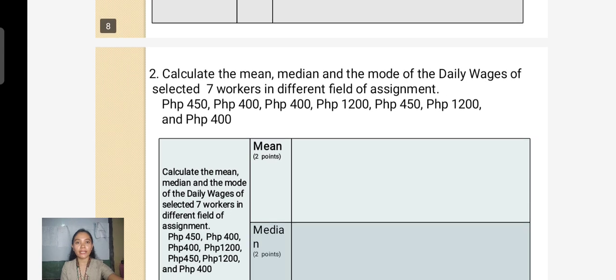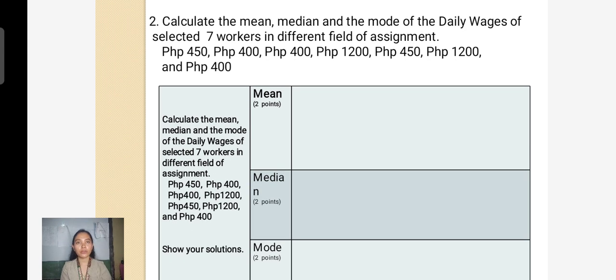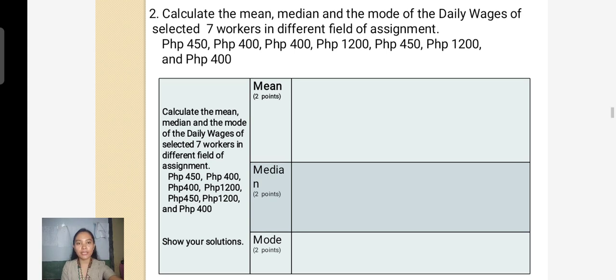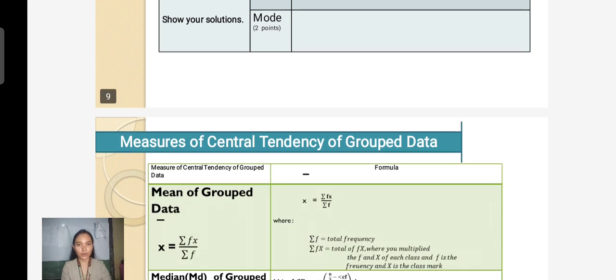Okay? Again, the same sa number 2, calculate the mean, median, and mode of the daily wages of selected 7 workers in different fields of assignment. So, mean, isolve nimo, ibutang sa iyang kilid ang answer for the median and the mode. Okay? So, yun ra ba ang 3M sa ungroup data? The mean, median, and mode? Okay, you're right. Yun ra gyud siya.